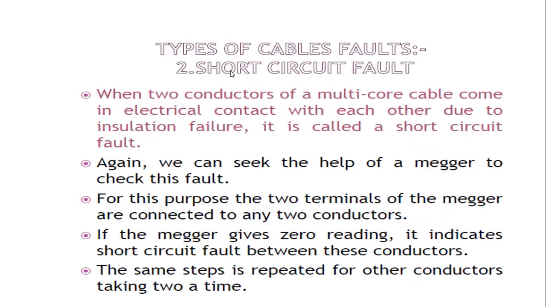How are short circuit faults obtained in underground cables? When two conductors of a multi-core cable come in electrical contact, that means the insulation between those conductors has failed. In this situation, short circuit faults are obtained.